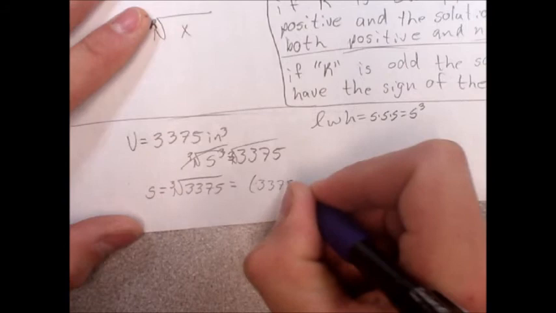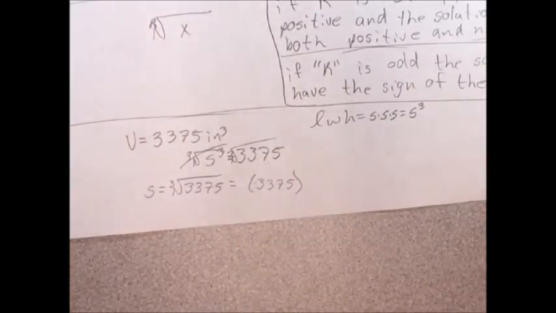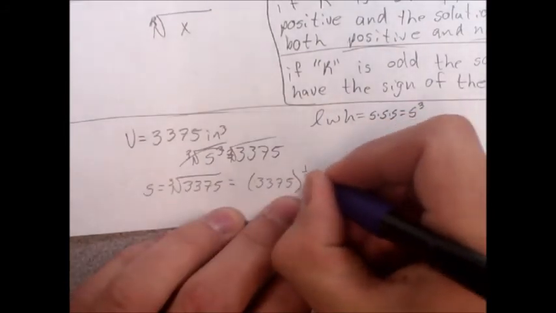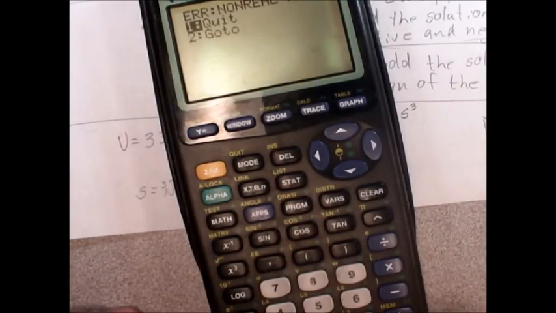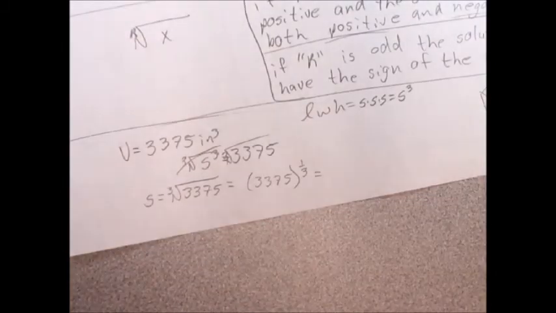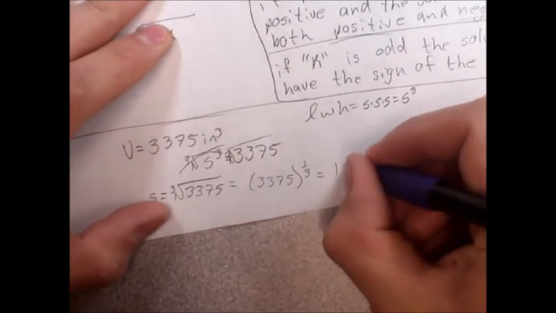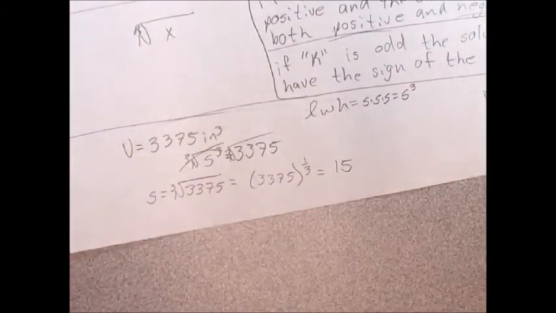I can rewrite this so that I can do it in my calculator as 3,375 to the what power? To the 1/3 power. So type that in your calculator, tell me what you get. 15? I don't disagree. So 15, and it needs a label. What is that label? Inches.